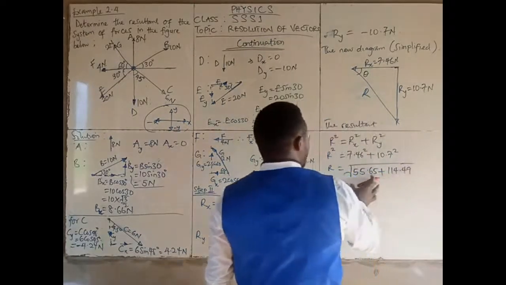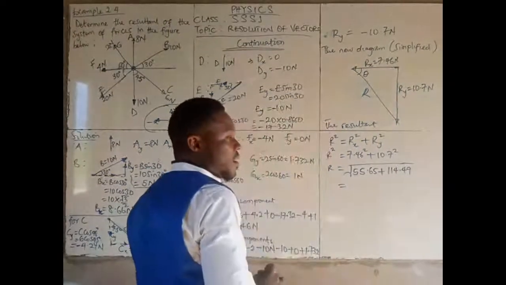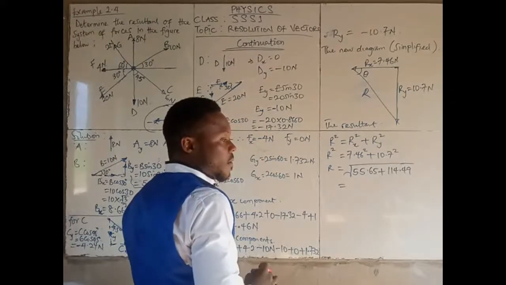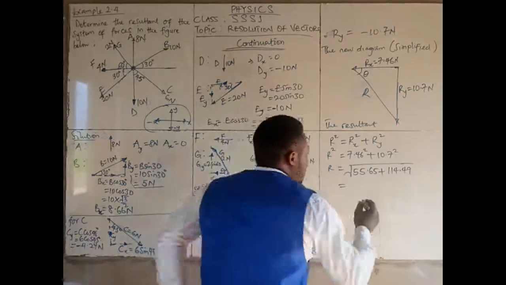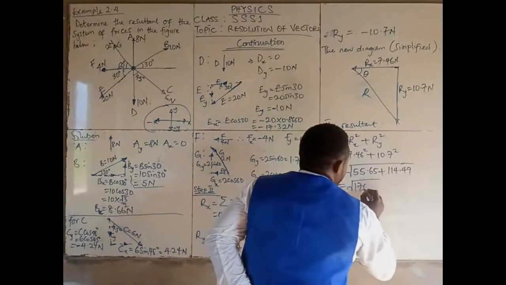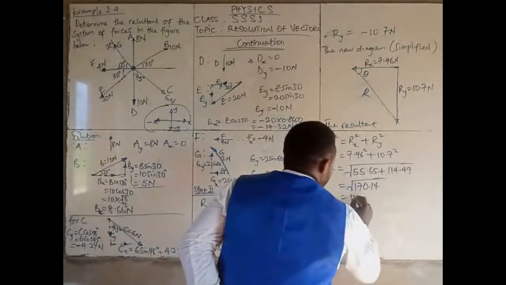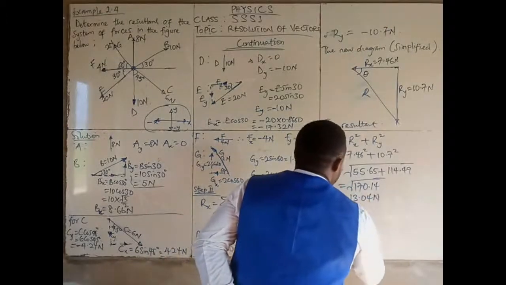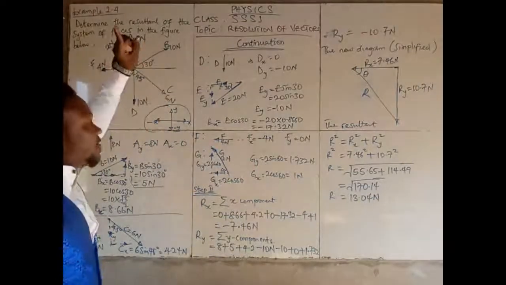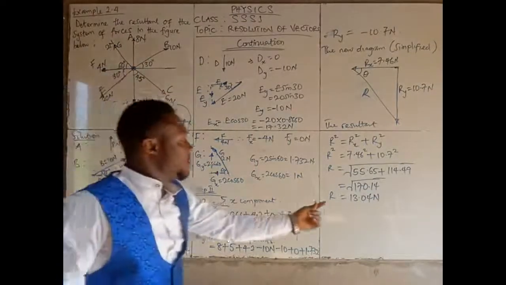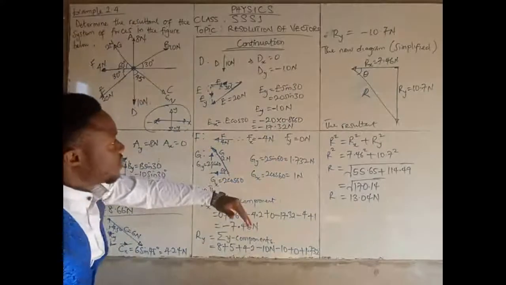If you add these two together, we get 170.14. And if you take the square root, we have 13.04 Newton. What do we mean by this? It means that all these forces we have here, the only effect on this table is 13.04 Newton. And the direction with which it will move is this direction. Let's see that direction.